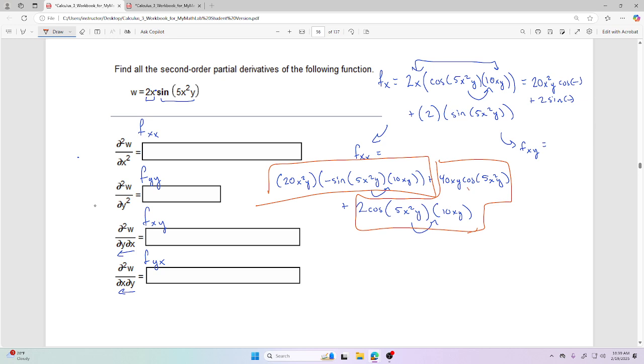Again, kind of like ignore the cosine part. That's the part that's common for them. It's all the other pieces we're looking at, right? So then I have a 40xy, and here I've got a 20xy. And so I'm doing basically 40 plus 20 is 60. And that's how they get the 60 in the front.